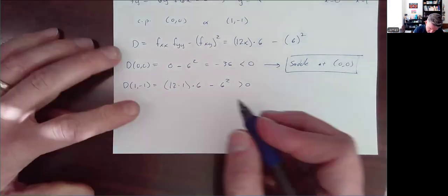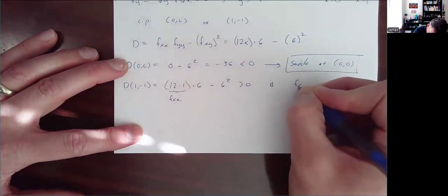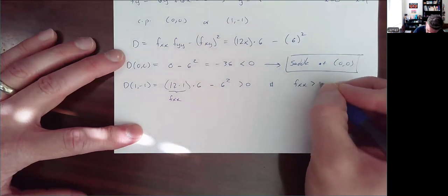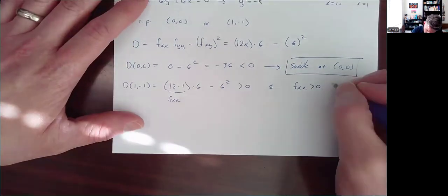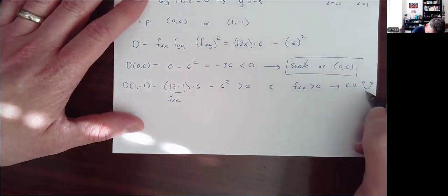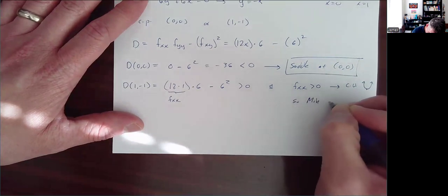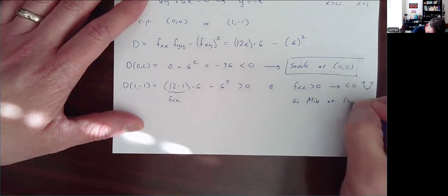You have to be like, okay, well, there's your fxx. So fxx is 12, which is positive. Your second derivative is positive. That means you're concave up, right? Which means you have a minimum. So minimum at the point 1, negative 1.